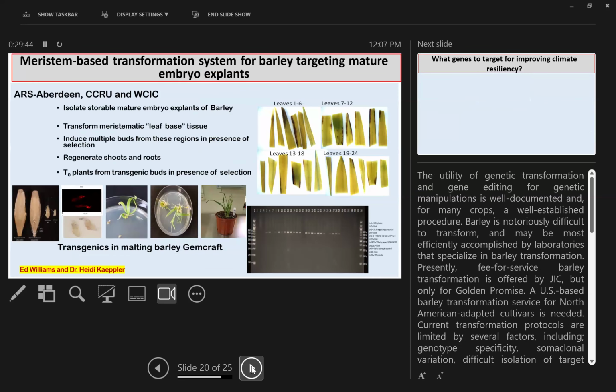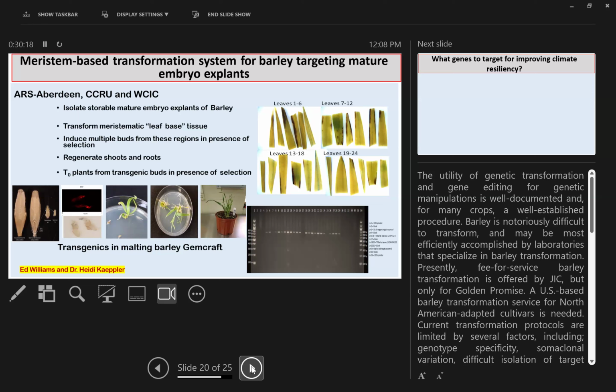So this is the last part. I'm going to talk a little bit about this project where we are trying to develop a transformation system in collaboration with the Wisconsin Crop Innovation Center. This is a collaborative project between ARS Aberdeen and CCRU and the Crop Innovation Center. The idea is that to date, only Golden Promise has been most successfully transformed in barley. We were trying to see, can we develop a system where we can transform commercial barley varieties.